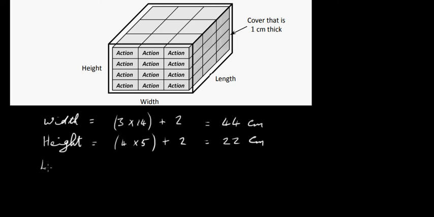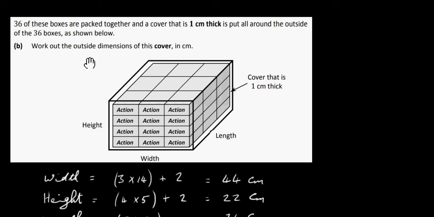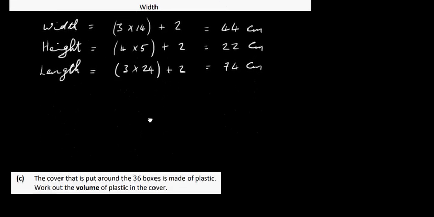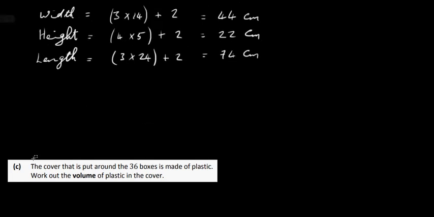So let's look at the length next. The length was 24 centimeters, and we have 1, 2, 3 of them. So we've got 3 of these 24s, and again we have 2 centimeters on either end. So that will give us 74 centimeters. Is that all we had to do in this question? Work out the outside dimensions of this cover in centimeters. So we've done that.